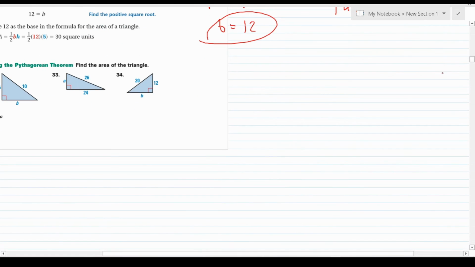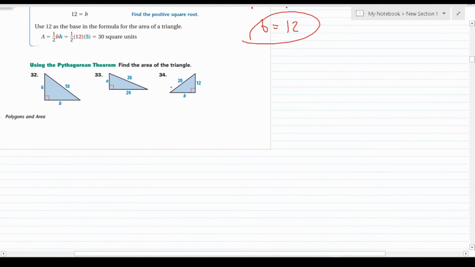All right, let's do one more. Let's do number 32 and then call it a day. So, 32. Again, we're trying to find the area of this right triangle, and we're only given its hypotenuse and one of its legs, notably a. In order to find the area, we need its base as well as its height. So we're going to have to use the Pythagorean theorem first to find b. And then once we get b, we can use the area formula to find its area.